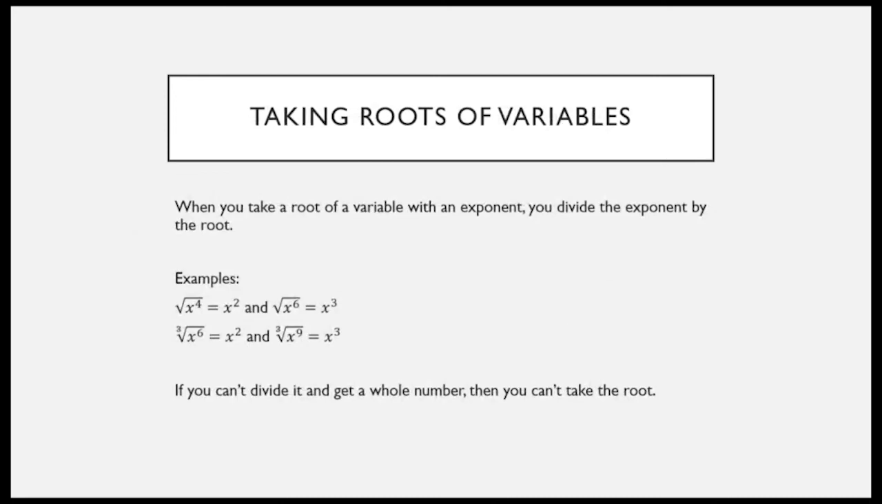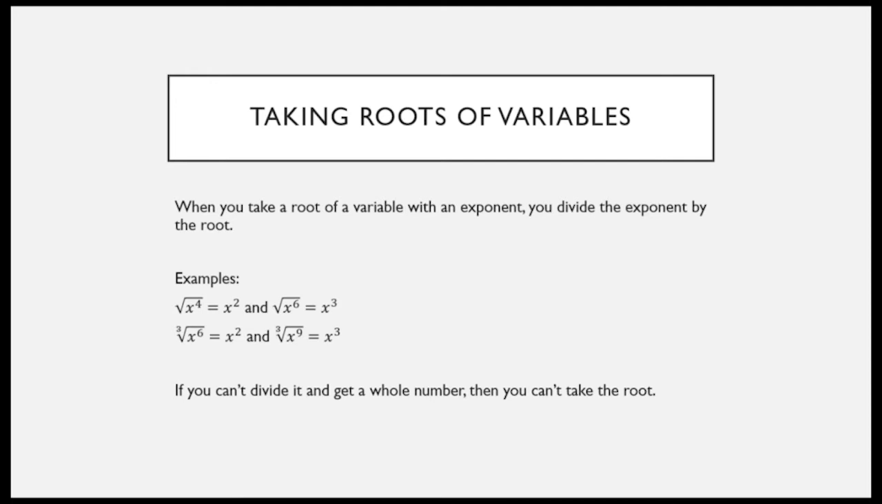So when we work with variables, what happens is you're basically dividing the exponent on the variable by whatever your index is, or your root. A square root has an index of 2, so you divide your exponent by 2, and that will allow you to undo that square root. Basically, when you take the square root, you're dividing the exponent by 2. If it's a cube root, you're dividing the exponent by 3.